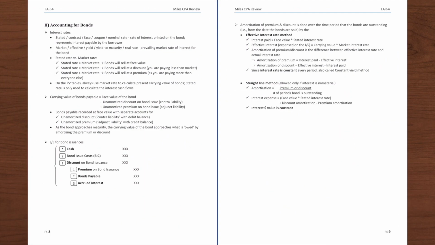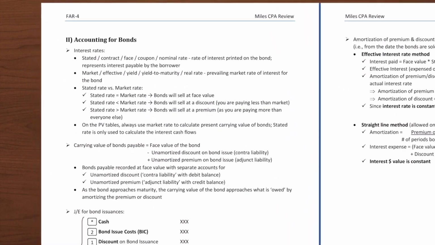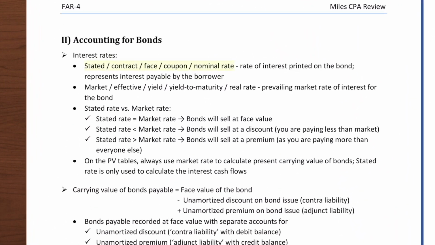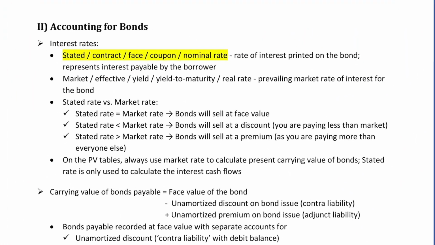On page 8, let's look at interest rates in accounting for bonds. Highlight stated or contract or face or coupon or nominal rate. This is the rate of interest printed on the bond and represents the interest payable by the borrower, right? Versus, and we're going to compare this rate with, highlight, market or effective or yield to maturity or the real rate. This is the prevailing market rate of interest for the bond. So we're going to compare the stated rate versus market rate.